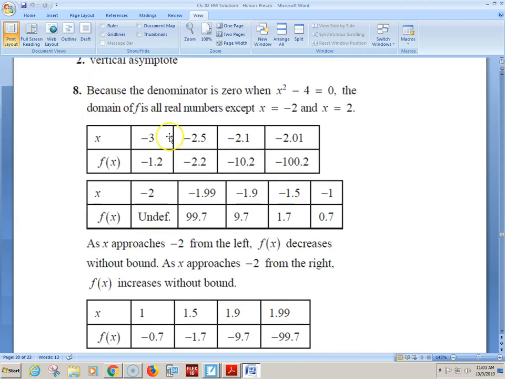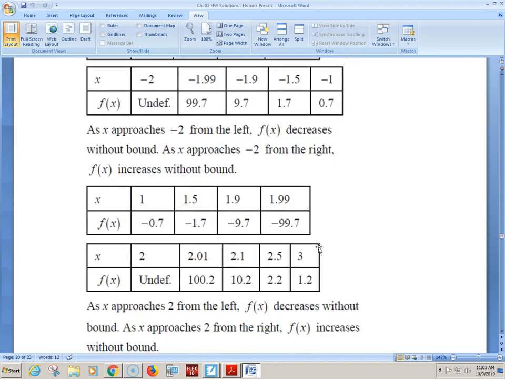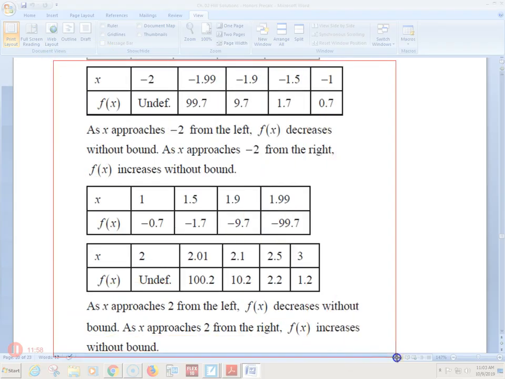Number 8, now they have crazy tables and ridiculousness going on. Remember, you were just trying to figure out what's going on towards the asymptotes, right? As you were going in towards the asymptotes, there are different ways you could have done it, but one way, oh, I can't do it because my board's not working. We'll do this.